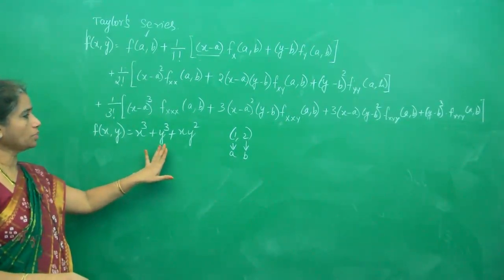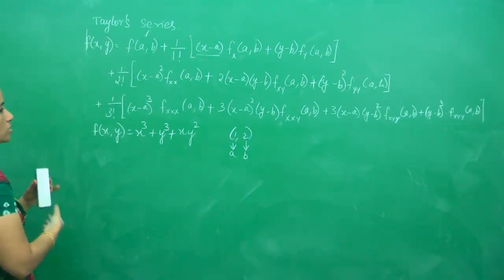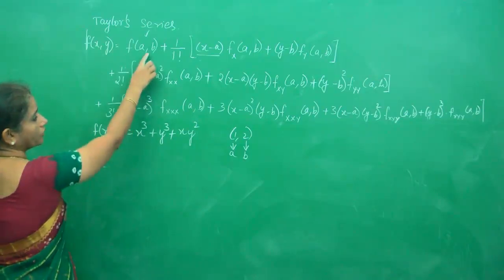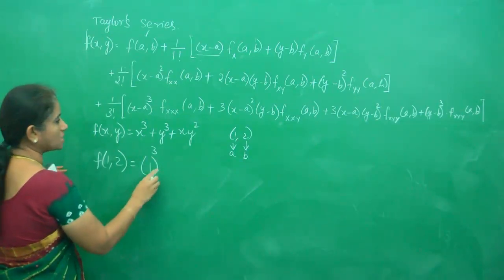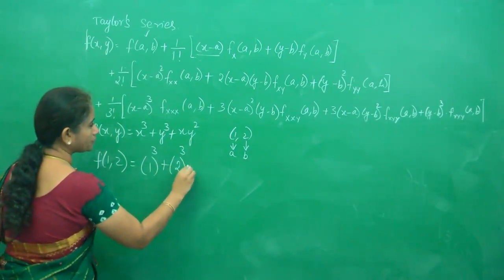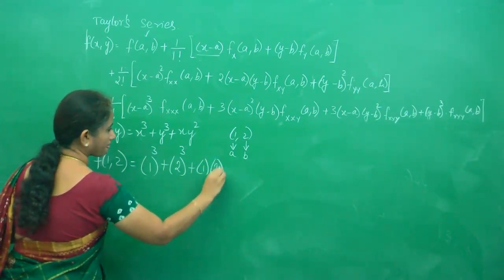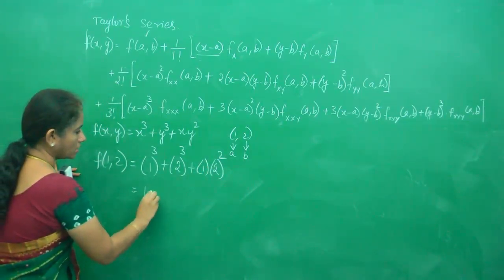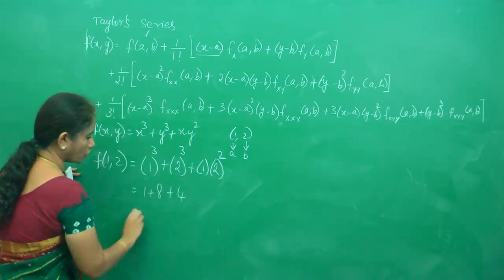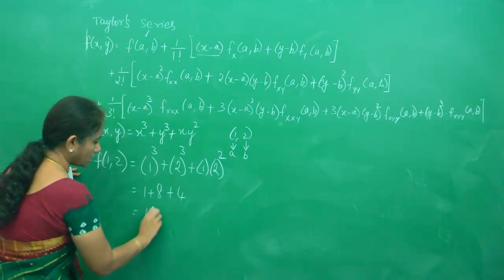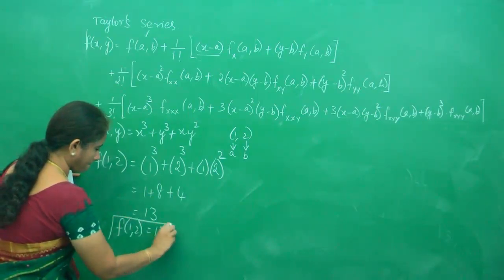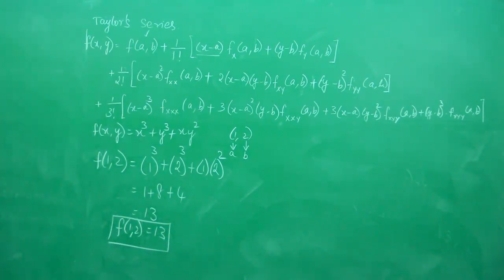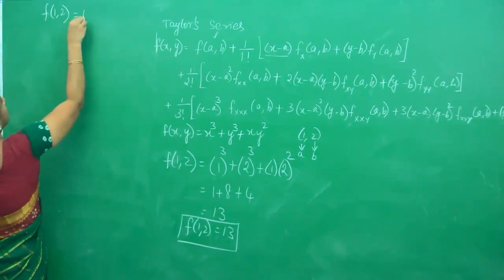So f of x, y is x cube plus y cube plus xy square. Okay. So now I am going to plug in, find the value of f of a, b. So f of 1, 2. F of 1, 2 is substitute x place 1 and y place 2. Okay. So 1 cube is 1, 2 cube is 8. This is 4. Okay. 8 plus 1, 9, 10, 11, 12, 13 is the answer. So f of 1, 2 is 13. Okay. So let me write it down here. F of 1, 2 is 13.